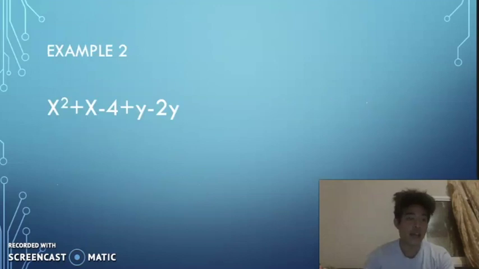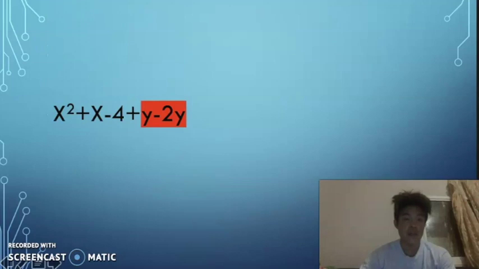In the second question, we have x squared plus x minus 4 plus y minus 2y. This may be a little complicated, but I assure you it is not. You just have to follow the same steps as before, right? So I'm going to give you some time again to think about it, and we'll go over the problem together.